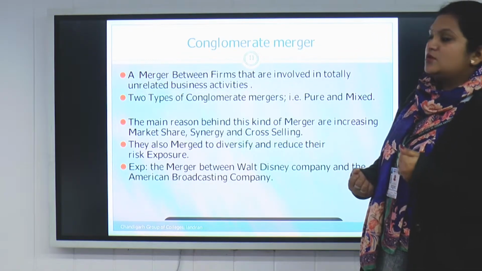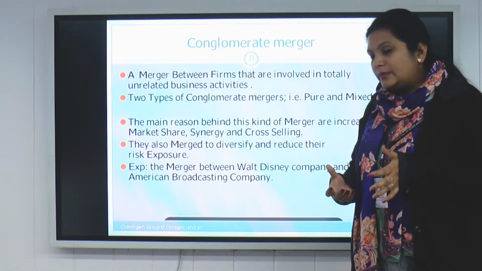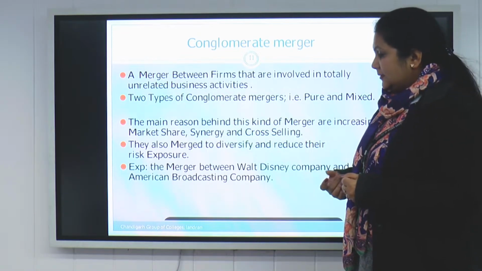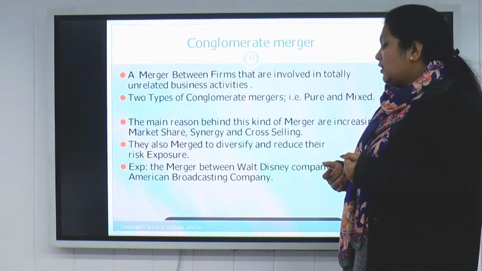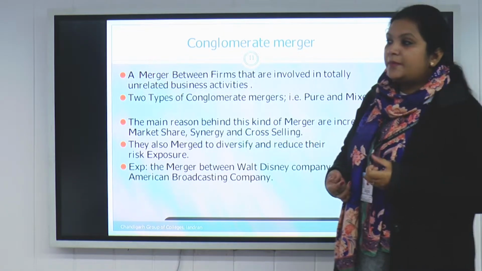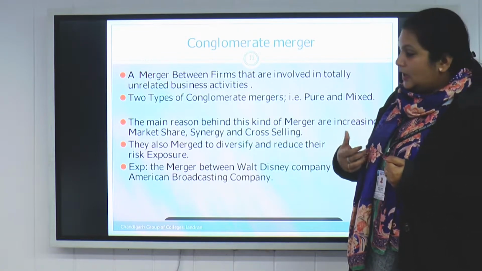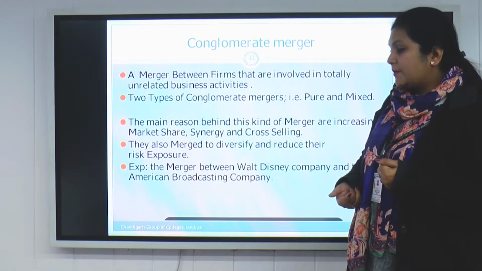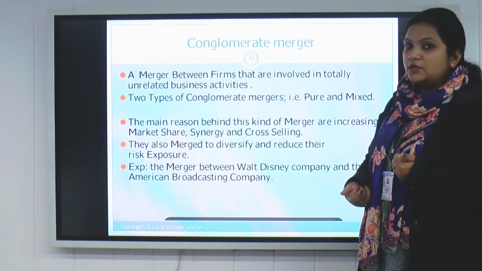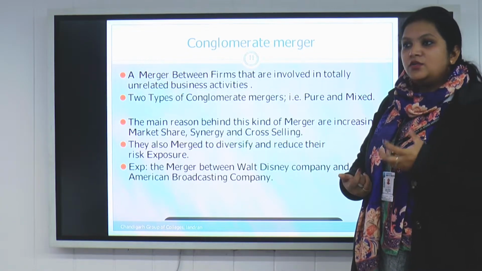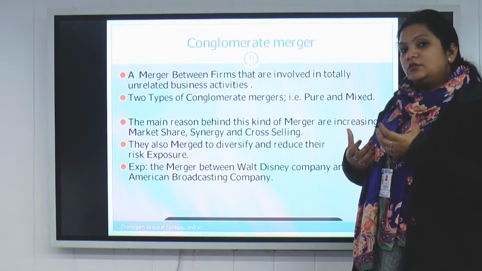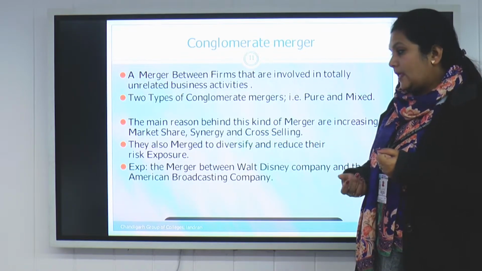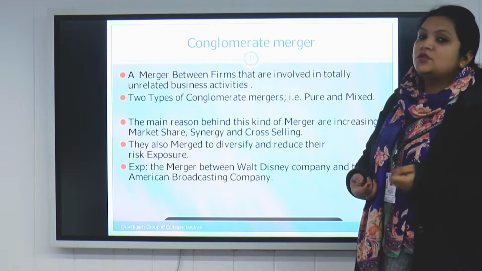Why does the conglomerate merger come into existence? Because these kinds of mergers increase market share and enhance synergy through cross selling also. For example, the merger between the Walt Disney Company and the American Broadcasting Company, or the recent merger that you might have heard about, Walmart and Flipkart. These are two companies that do not deal in a similar set of products, but the merger took place. Right? They also merged to diversify and reduce the risk exposure.